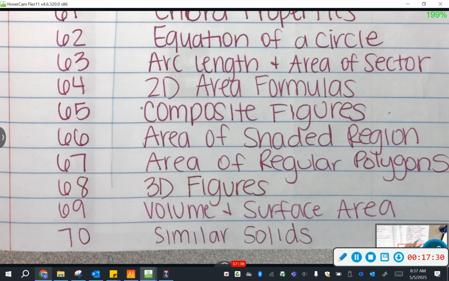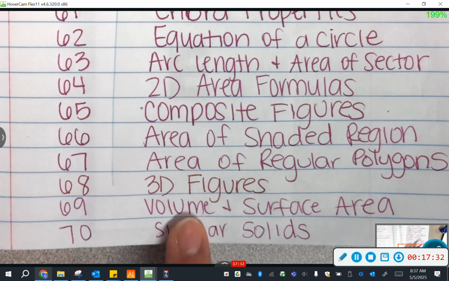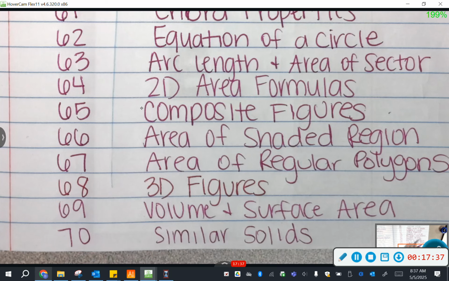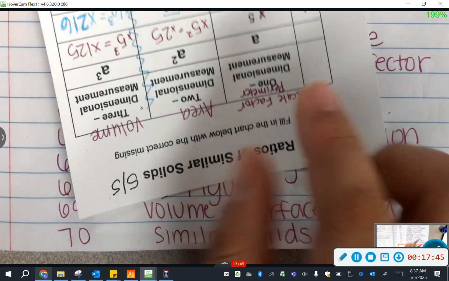All right. Can y'all add, I don't know if we wrote down 69. Can y'all add 69 and 70? 69 is the flip book. Can you go back to the note part?